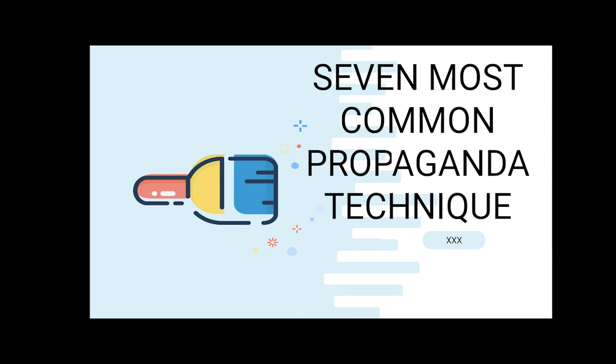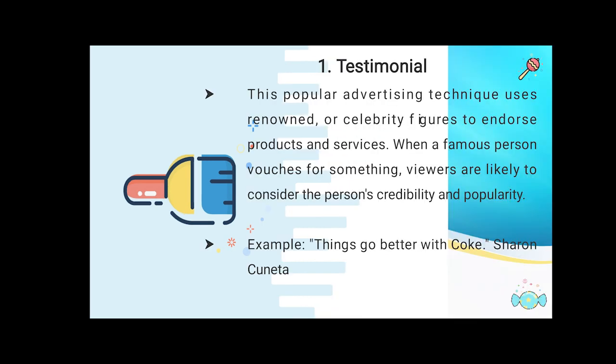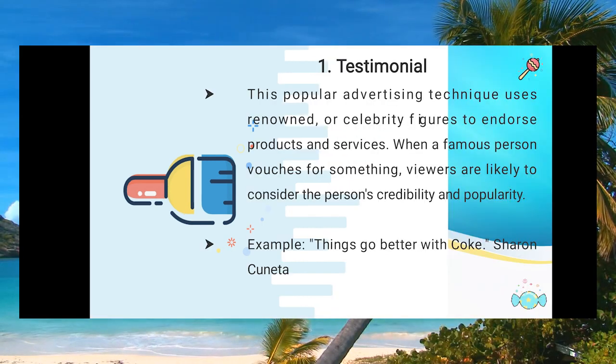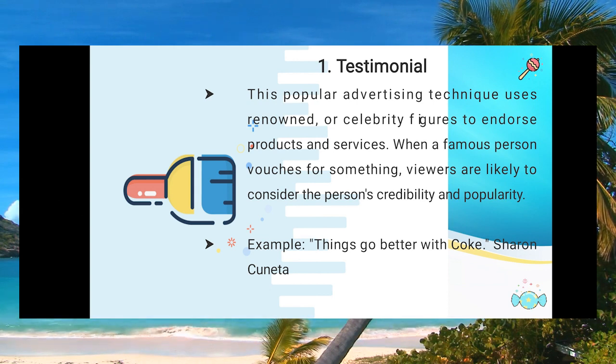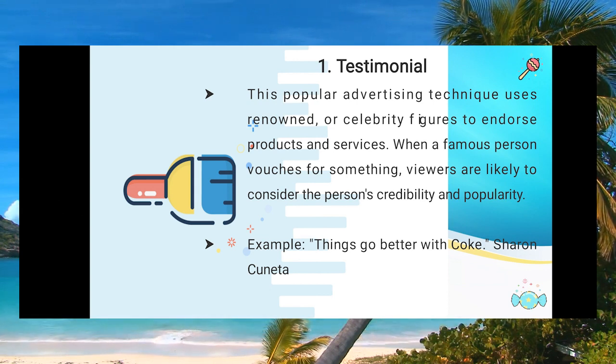Advertisers use propaganda to persuade people to buy their products or services. Let's talk about the 7 most common propaganda techniques. Testimonial. This popular advertising technique uses renowned or celebrity figures to endorse products and services. When a famous person vouches for something, viewers are likely to consider the person's credibility and popularity.